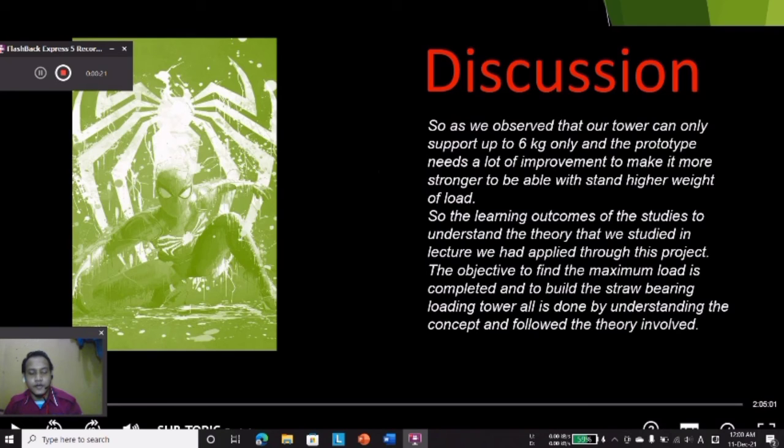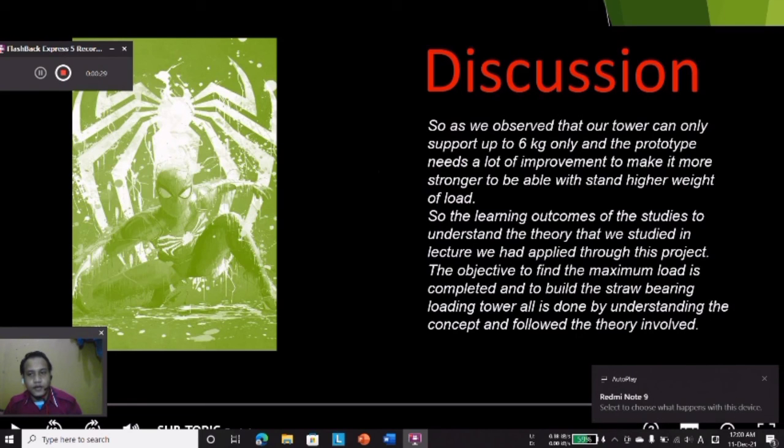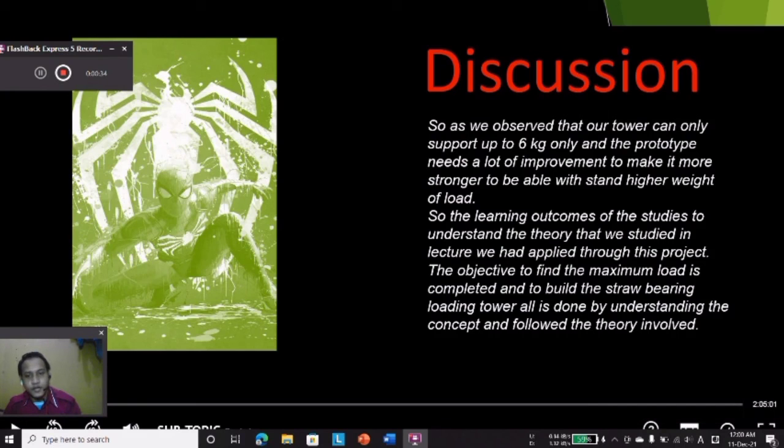For the discussion, as we observe, our tower can only support up to 6 kg, and the prototype needs a lot of improvement to make it stronger to be able to withstand a higher weight of load. So the learning outcome of the study is to understand the theory that we studied in the lecture, which we applied through this project. The objective to find the maximum load is completed, and to build the straw bearing loading tower, all is done by understanding the concept and following the theory involved. So that's all from me. Assalamualaikum.